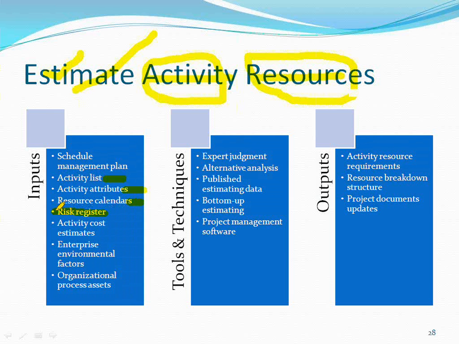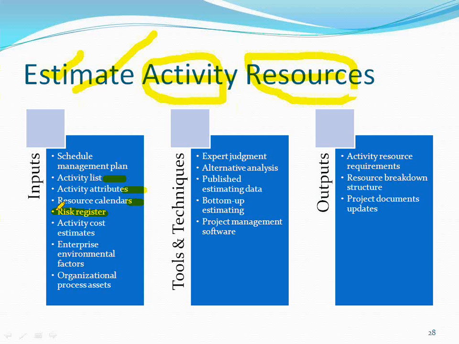Risk register is the document which is an output of the identify risks process in the risk management knowledge area. In the risk register, you list out all the risks that you have identified in the project. For risks, you have to give some buffer. What if this happens? What if that happens? You have to have a contingency. So when you are estimating, this risk register will really help you. Risks related to the availability of the resources will be there in the risk register.